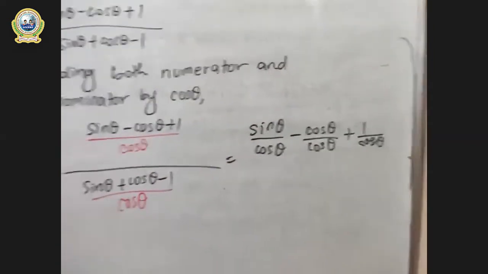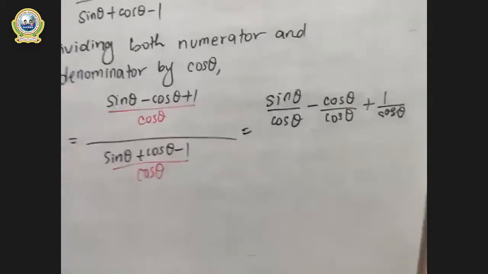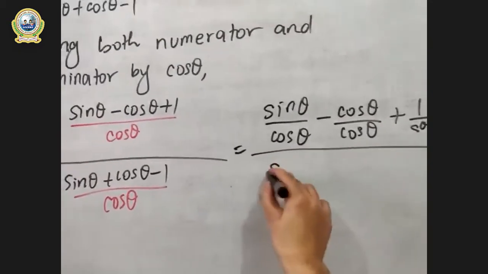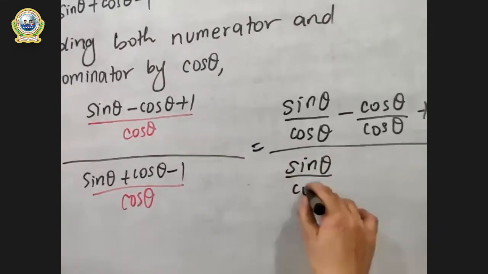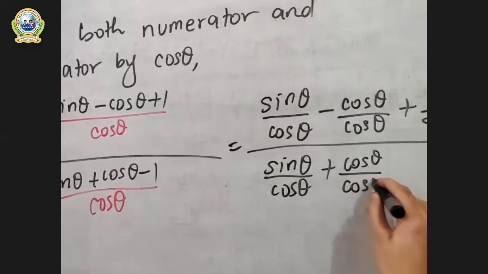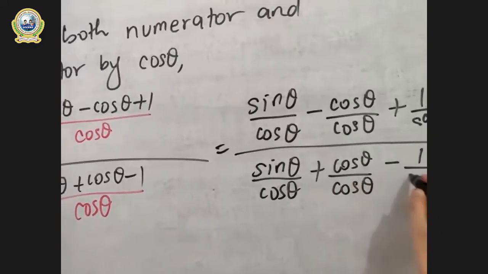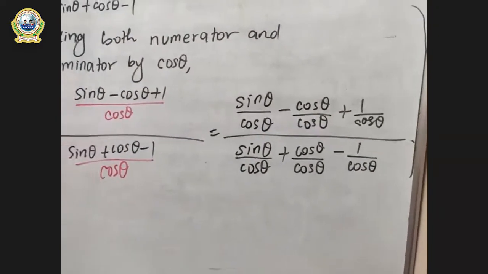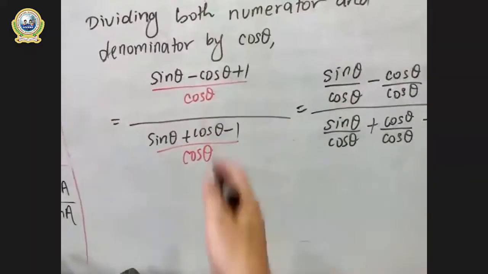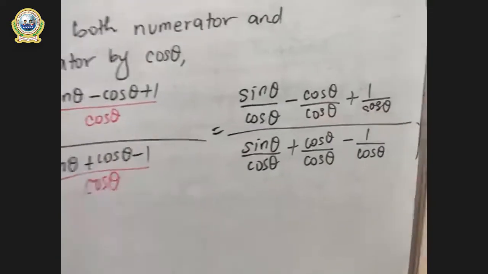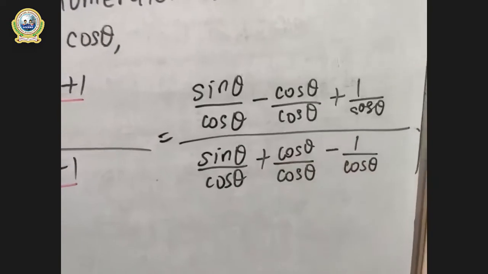Look at that. And follow the same format in the denominator as well. Write this upon sine theta by cos theta, then cos theta by cos theta, then 1 by cos theta. Are you clear up to this? This is very simple, right? You should write vertically, okay? I am writing horizontally because of the space problem. So this is our next step.